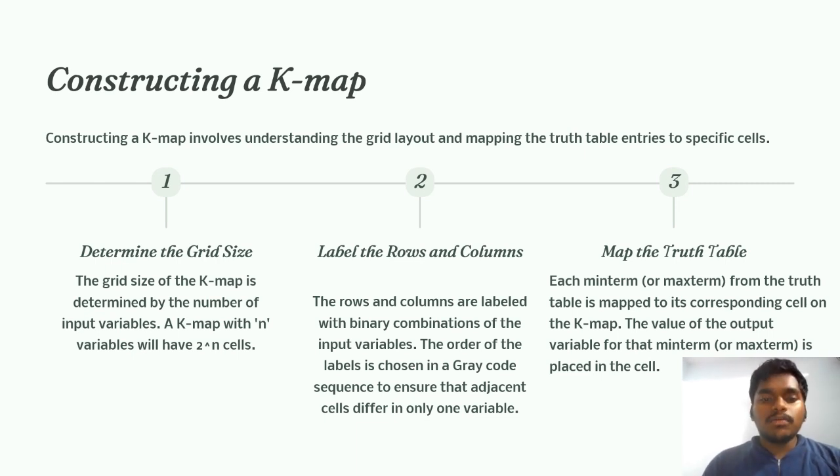Second, label the rows and columns. The rows and columns are labeled with binary combinations of the input variables. The order of the labels is chosen in a Gray code sequence to ensure the adjacent cells differ in only one variable. Third, map the truth table. Each minterm or maxterm from the truth table is mapped to its corresponding cell on the K-map. The value of the output variable for the minterm or maxterm is placed in the cell.